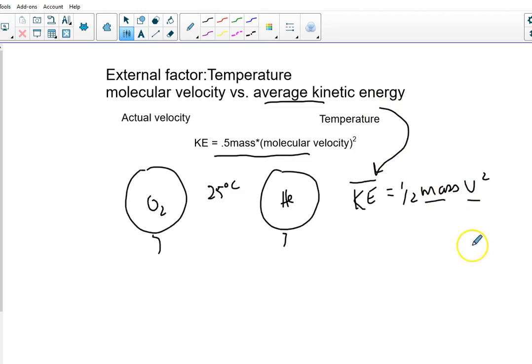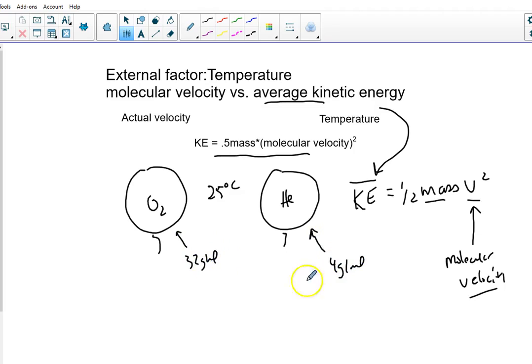This is the molecular velocity right here, that's how fast they're actually moving. So which balloon contains a fast-moving particle? This balloon contains a fast-moving particle because it has a lower mass. This one has a molecular weight of 4 grams per mole, where this one has a molecular weight of 32 grams per mole. Is this proportional? Not really, because we have this square here, but it is faster. Real important idea here. Keep that in mind.